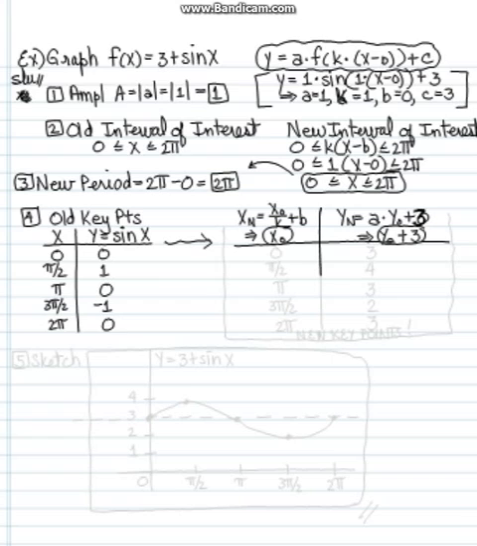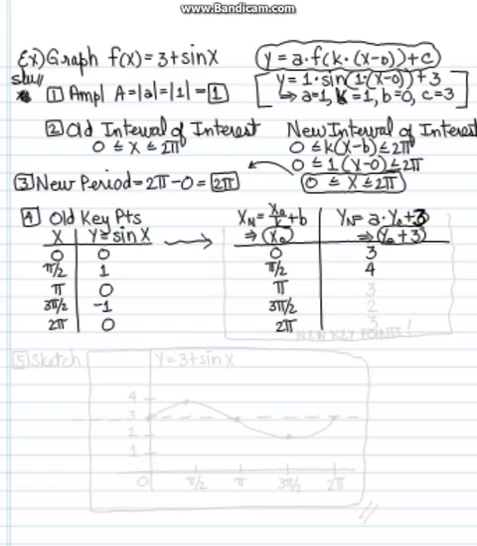So we start with the first x value. The old key point, the first x value is 0, so the new x value will be 0. The old x value was 0, so the old y value, the partner, was 0. So we're going to add 3 to that to get 3.